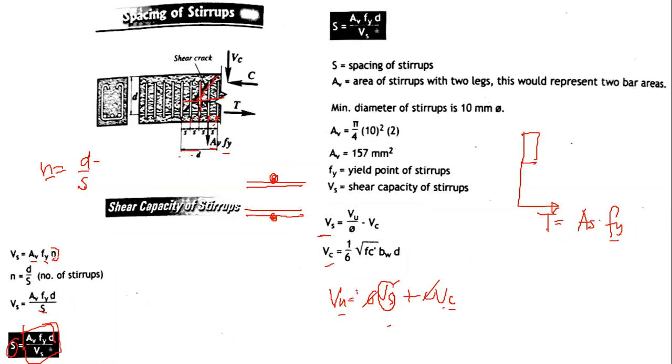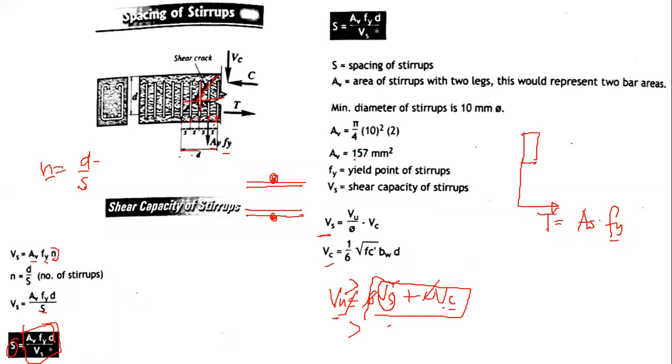Otherwise, if VU is bigger than the shear provided by both reinforcement or stirrups and concrete, magfi-fail siya sa shear. May kakaroon ng shear failure. Shear failure will occur in the shear. So from here, makompute natin ang VS.